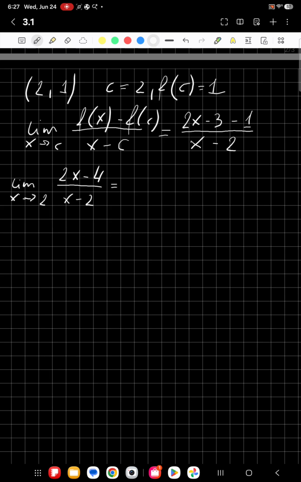And yeah, we need to do a little bit of algebra. So we have the limit as x approaches 2, factoring 2 out, of (x minus 2) divided by (x minus 2). So that factor cancels out, and we get 2. Okay, so the slope is 2, which we already knew.